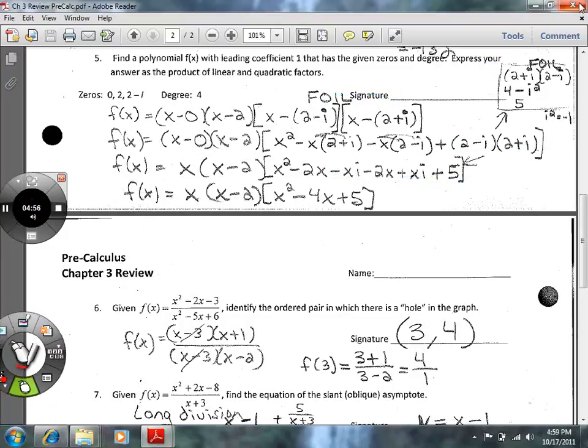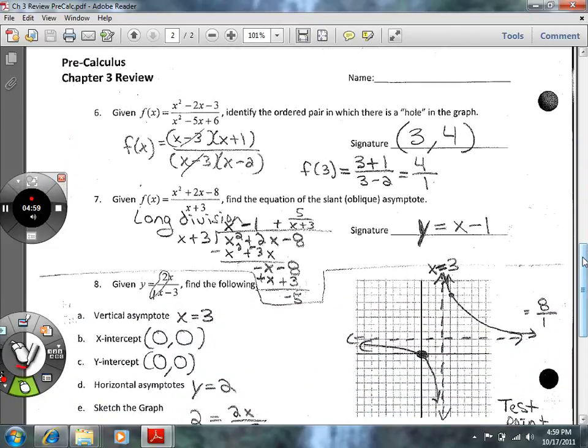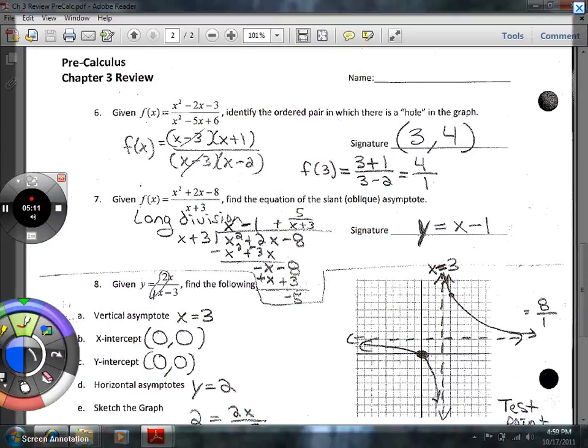Number 6, when you're looking for holes, you're going to factor. And then if you're able to cancel out any of the factors, then whatever ones you cancel out, that's where there's going to be a hole. So we have a hole at 3. Looks like 3 is what that one is.